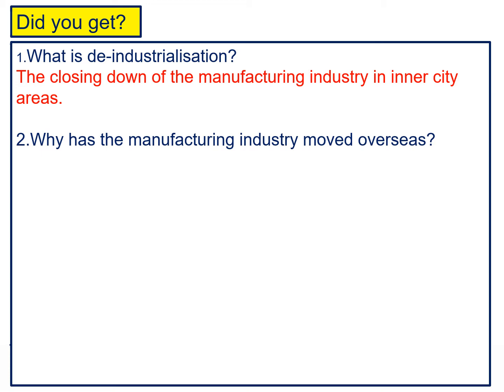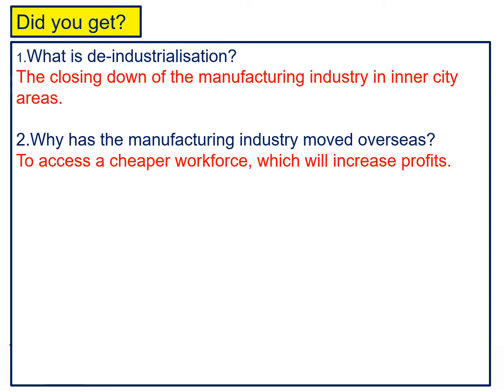Why has the manufacturing industry moved overseas? Why don't we do it in this country anymore? Well, basically, you can get it cheaper overseas. You can employ people to do the work cheaper, and we call this access to a cheaper workforce. And therefore, that can increase your profits.